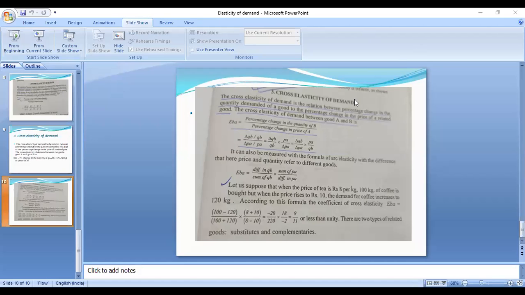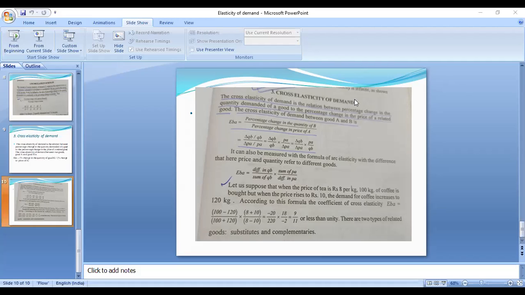Now what is the quantity? So 120 minus 100 is 20, divided by 10 minus 8 is 2, into 8 by 100. So if we solve these numerical figures, then we will get the ultimate result 8 by 10, which is 0.8, and 0.8 is less than 1. So it is the final result.